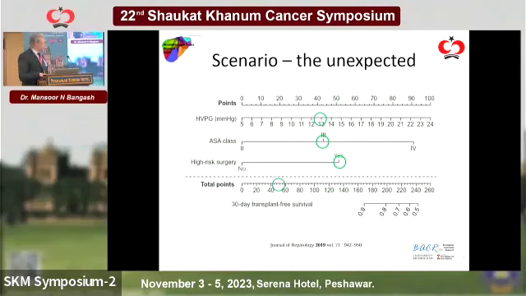Something unexpected happened. And over here, we know that it's high-risk surgery. That's not going to change. But now, because he decompensates, he moves to ASA class 4. And what that does is it pushes his score up to 140.